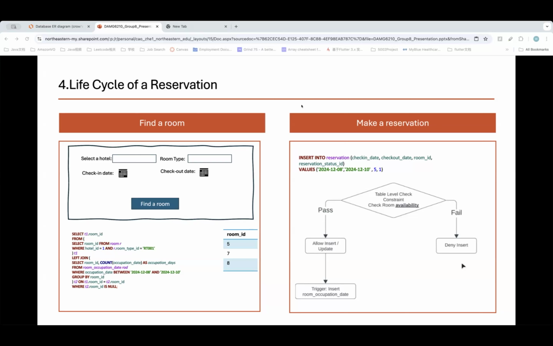Thanks for answering. My second question is, how do you calculate ratings of each hotel?